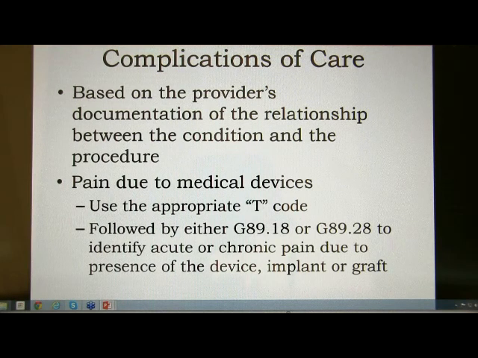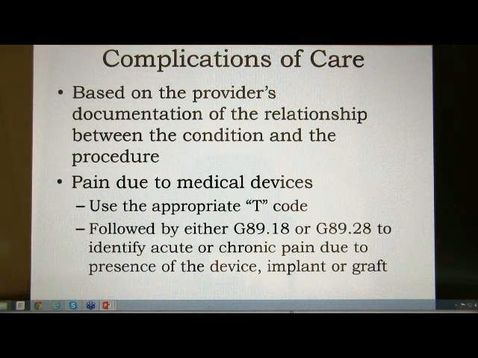We also have codes for chronic pain due to the presence of those sorts of devices or implants or grafts. So if patients are coming back months or years later with pain associated with, let's say, rods or pins or screws that have been placed from a fracture repair, we have an injury T code to help describe that, along with the chronic pain due to that implant.